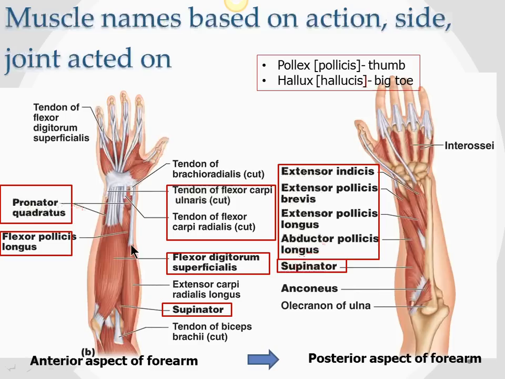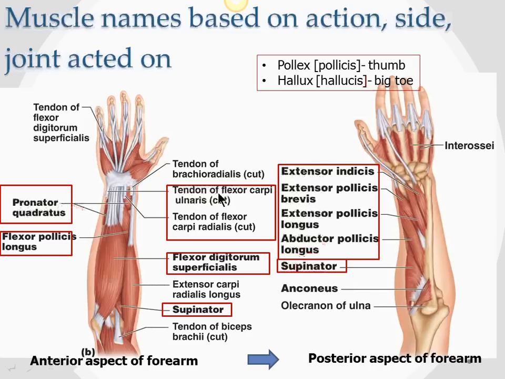Since this muscle is crossing the wrist and the thumb, though the wrist is not mentioned in its name, you can understand that not only will it flex the thumb, but since it's crossing in front of the wrist joint, it will also flex the wrist joint, okay? So when we do muscle actions, I'll repeat this, there are certain principles.